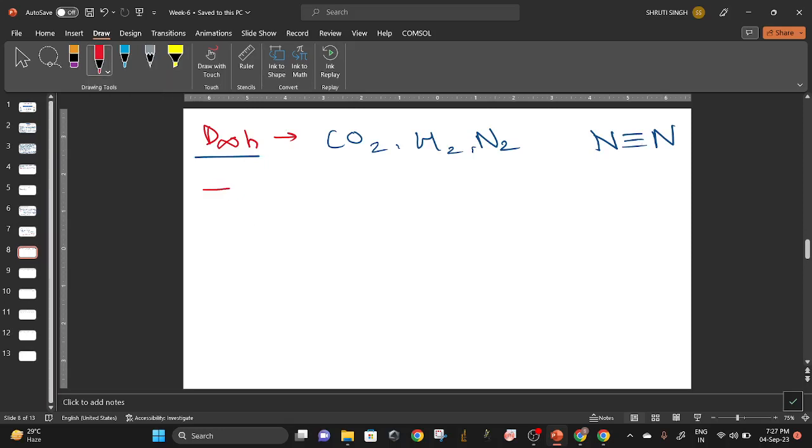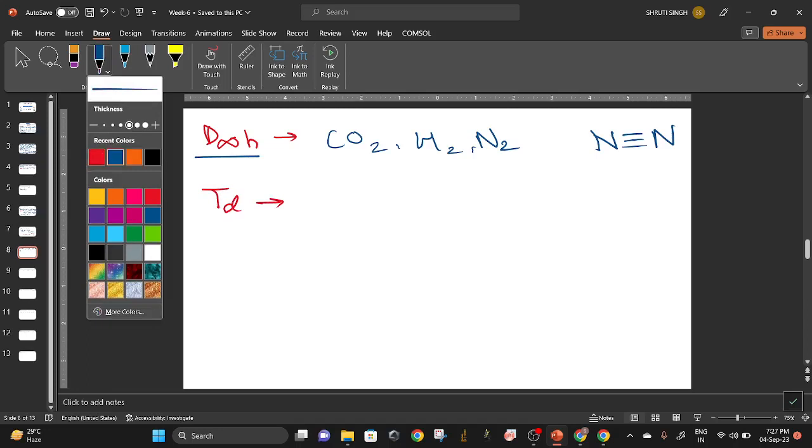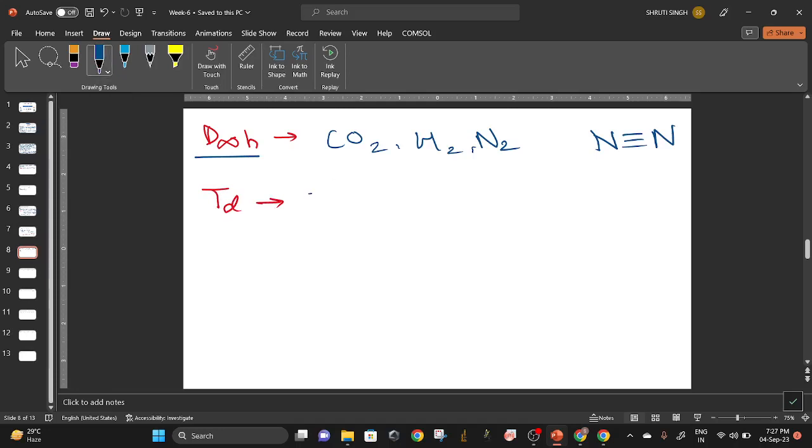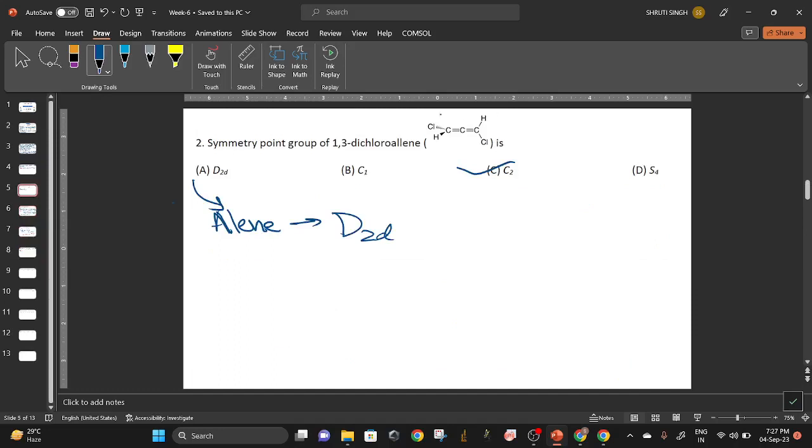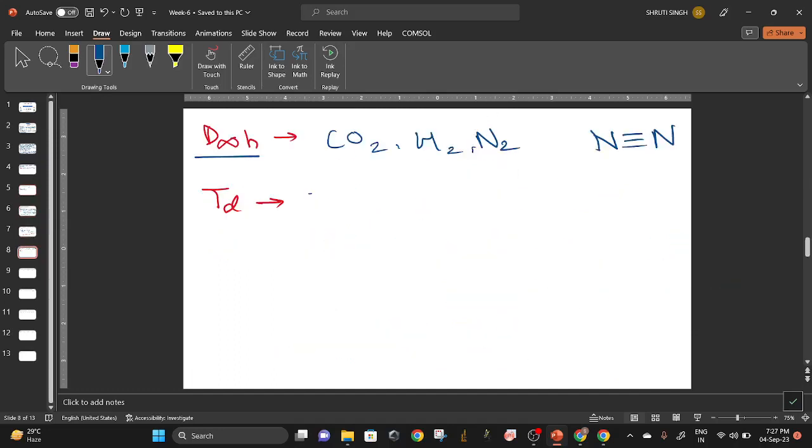Now the next one is tetrahedral. So now tetrahedral can, like in allene, here, like this, all four groups are different, right? So if I write methane like this, then it is non-polar.